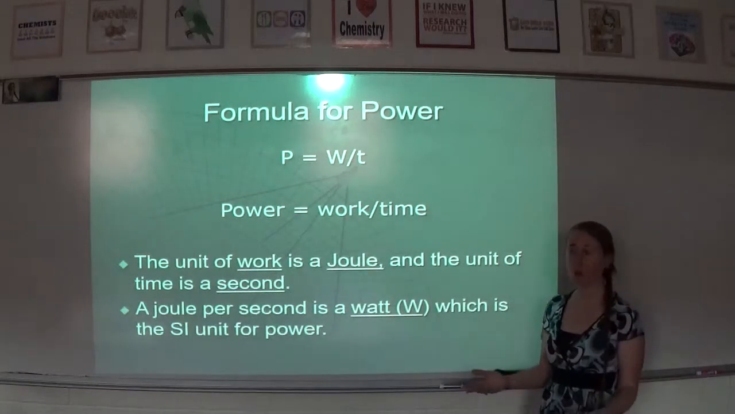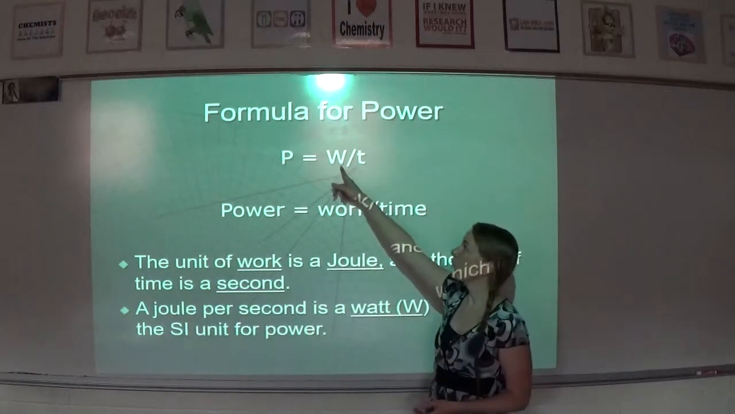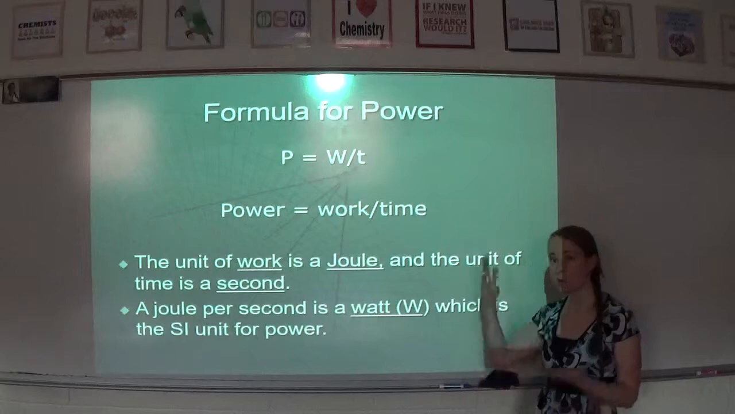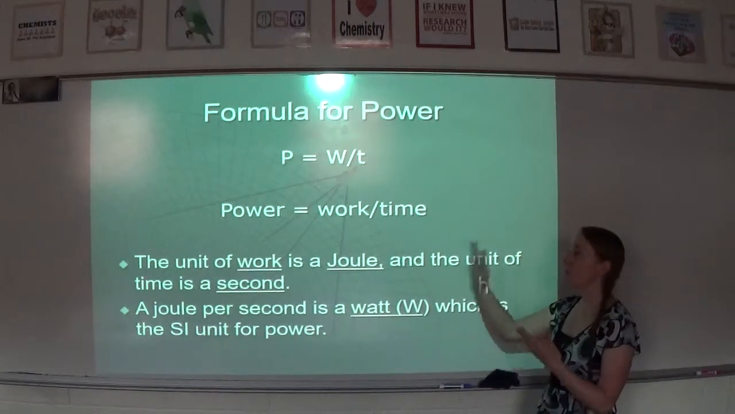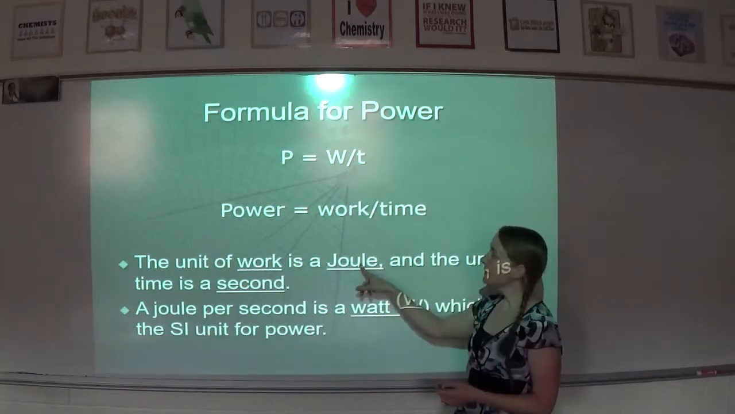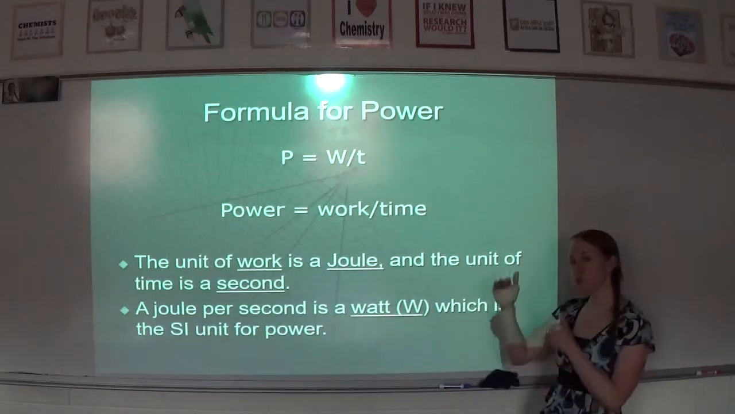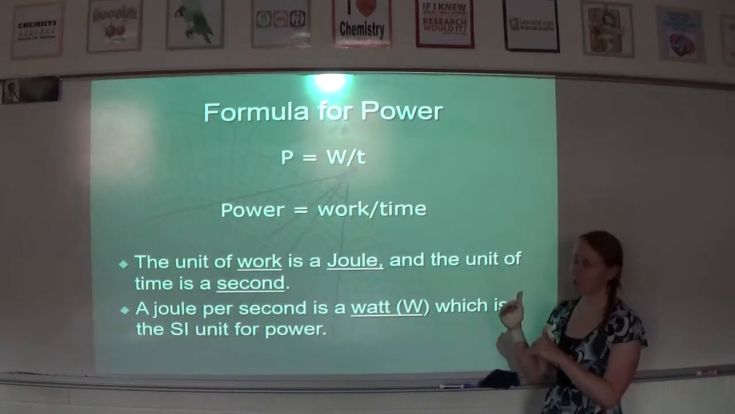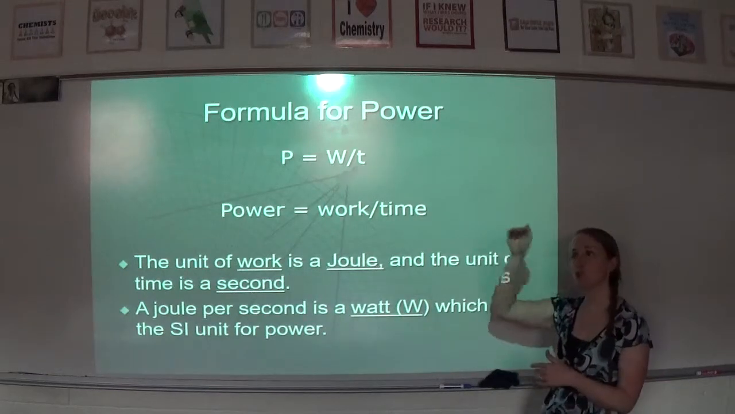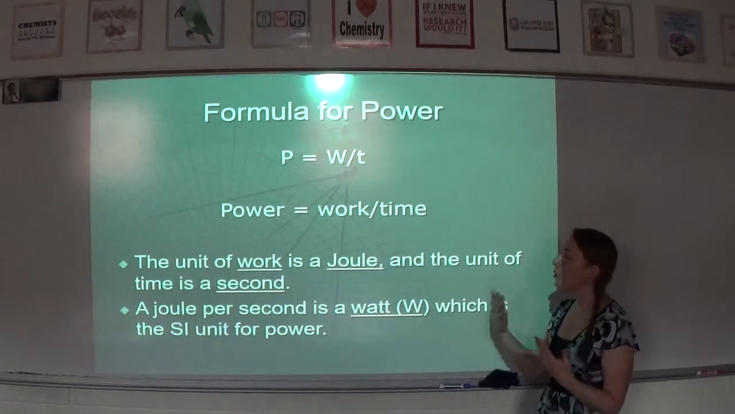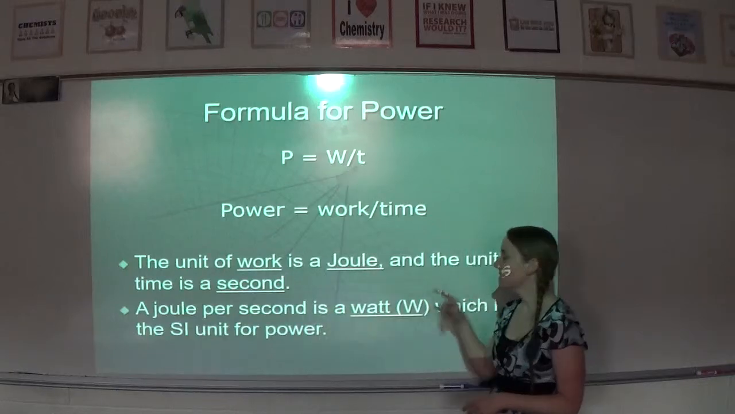So the formula for power is work divided by time, or work over time. We've already talked about work. Work is going to be in joules. Time is going to be in seconds. So a joule and a second are not going to cancel, so you're more than welcome to put joules per second as your answer. Or a joule per second is a watt.